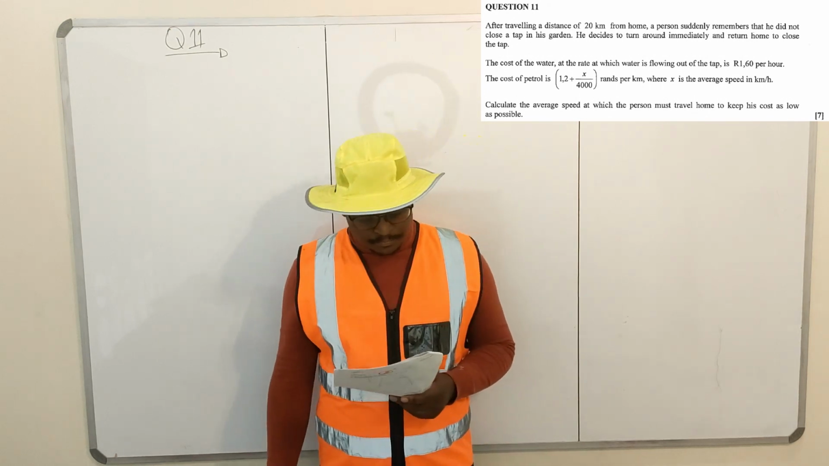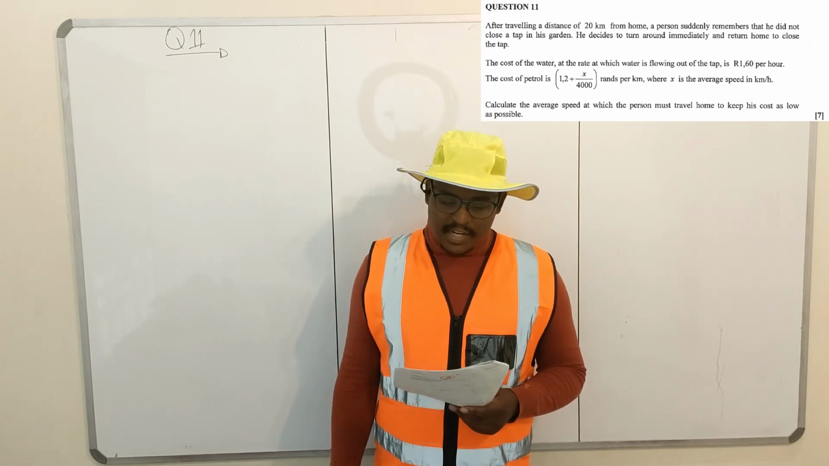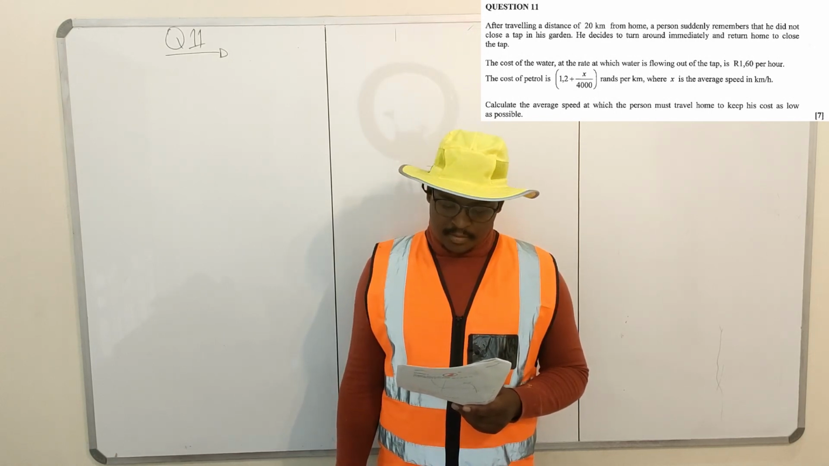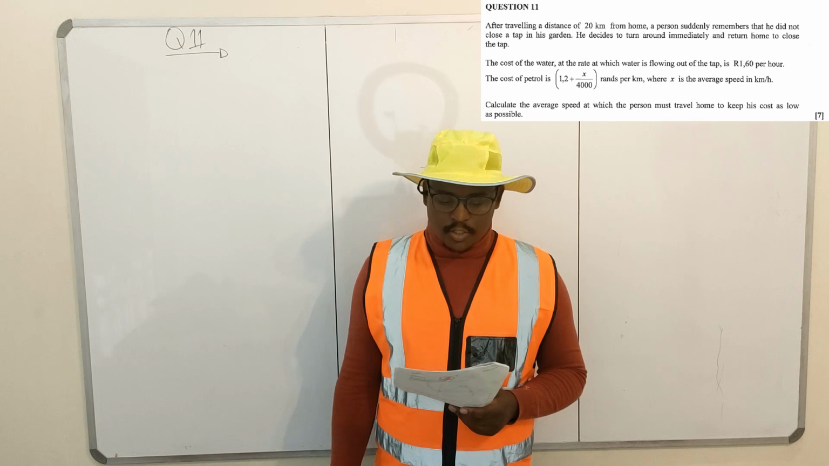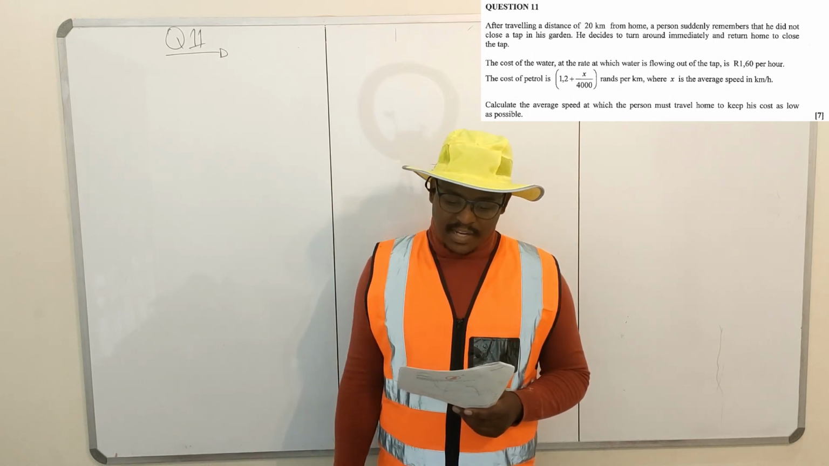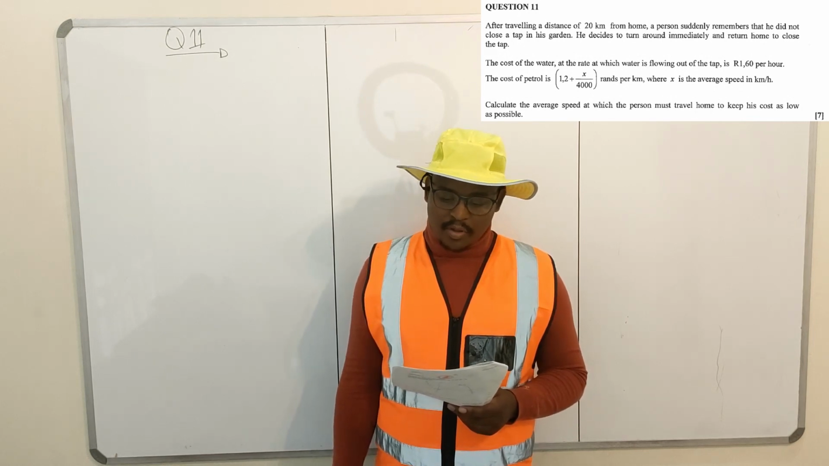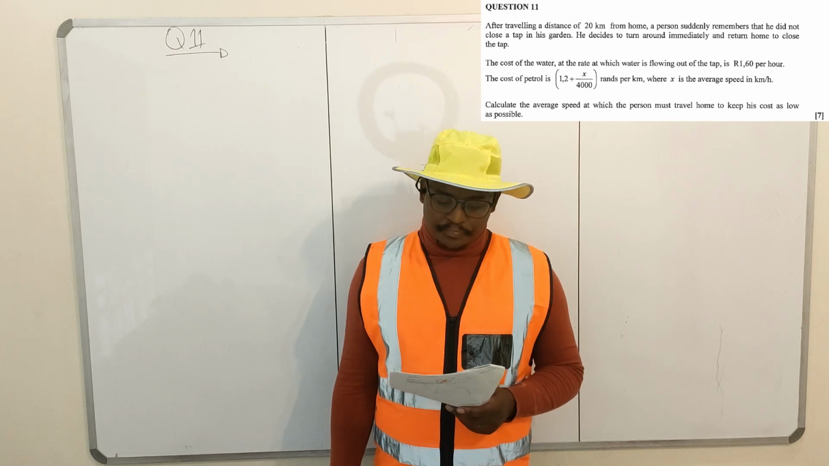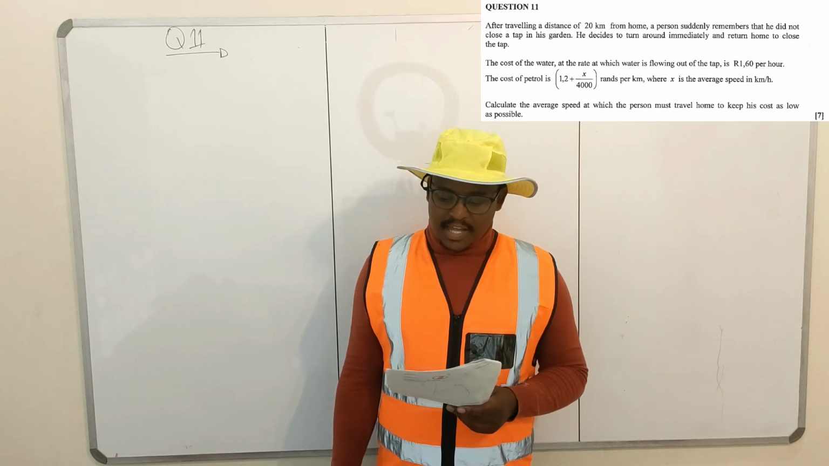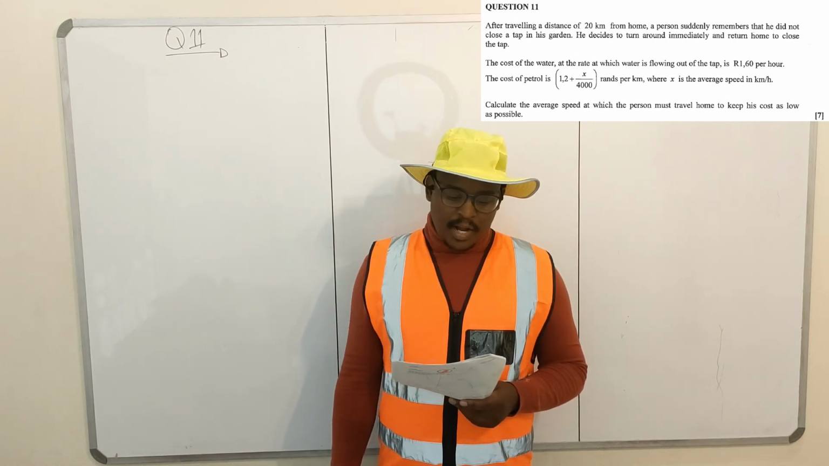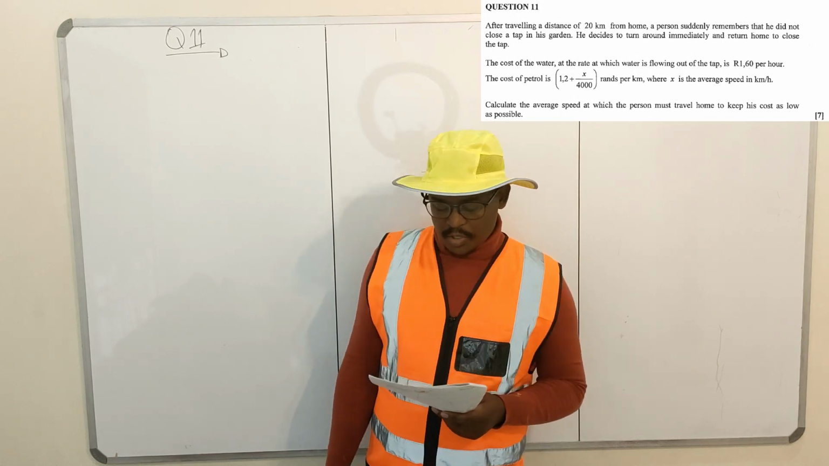So let me read this again. After traveling a distance of 20 kilometers from home, a person suddenly remembers that he did not close the tap in his garden. He decides to turn around immediately and return home to close the tap. The cost of water at the rate at which the water is flowing is R1.60 per hour, and the cost of petrol is given here in rands per kilometer, where x is the average speed in kilometers per hour. Calculate the average speed at which the person must travel home to keep his cost as low as possible.